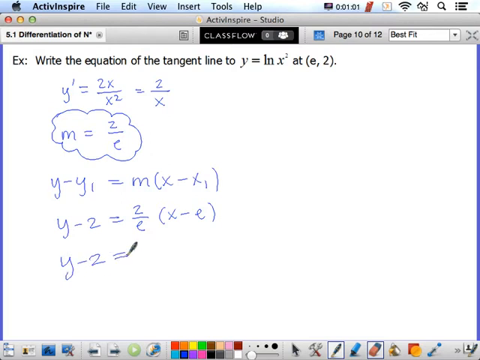How many of you have forgotten how to find the equation of a tangent line? Several of us? You guys get this so far?